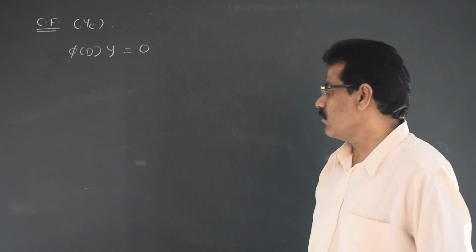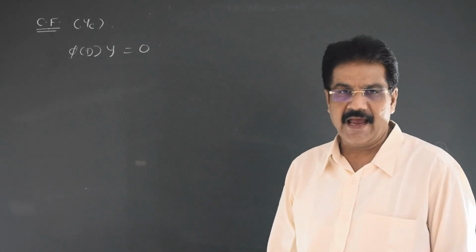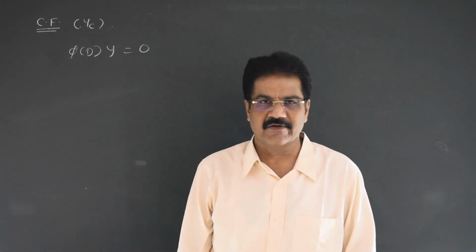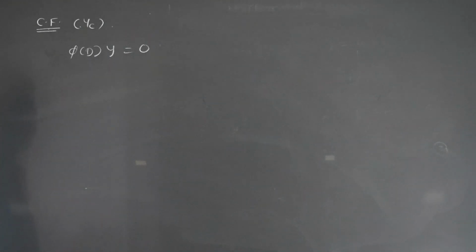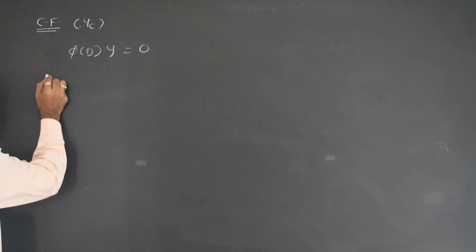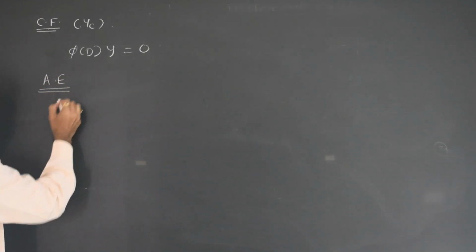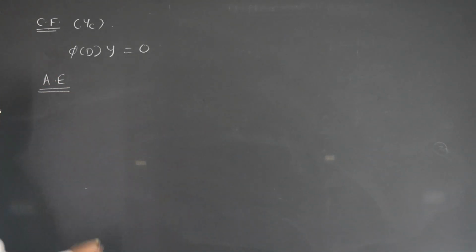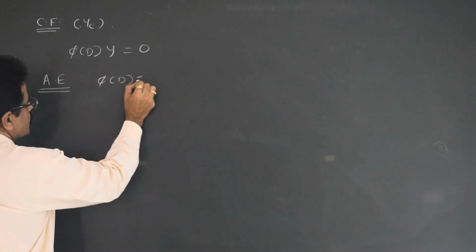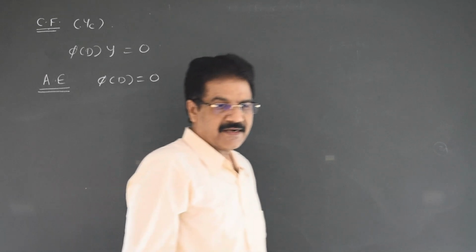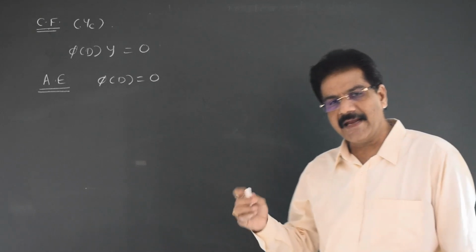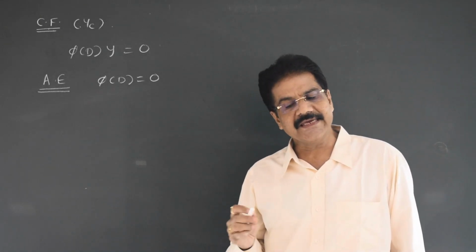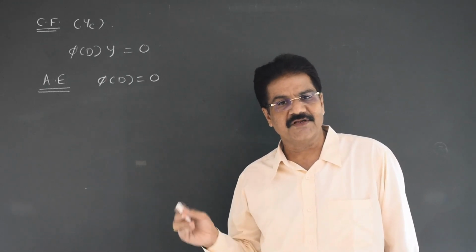Let us see now how to find out yc. yc means complementary function and yc is the solution of the differential equation φ(D)y = 0. So φ(D)y = 0 is the given differential equation whose solution is to be found out. The first step is to write down the auxiliary equation. Auxiliary equation means φ(D) = 0. We know that φ(D) is nothing but a polynomial which can be factorized to get the roots of the equation, and depending upon the nature of the roots we can write down the solution of this differential equation.